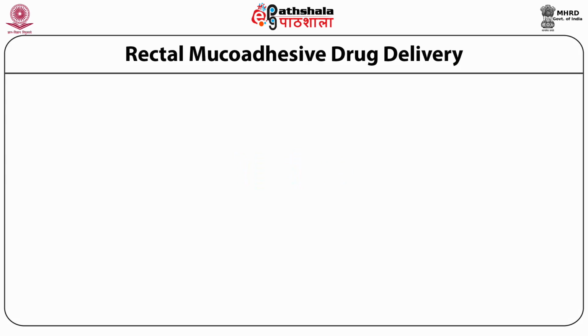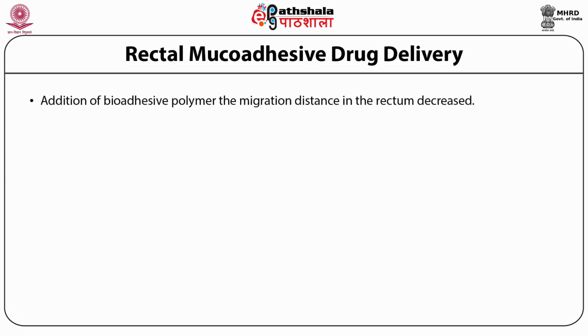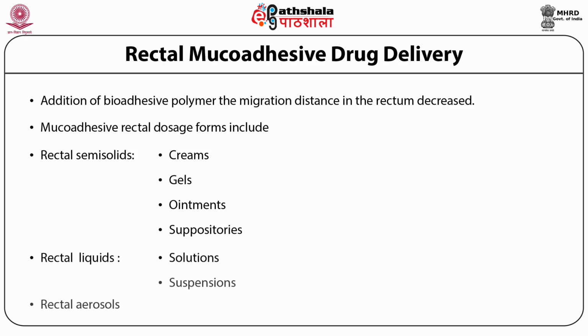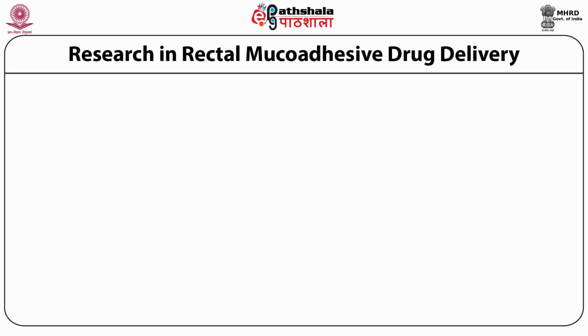Rectal mucoadhesive drug delivery systems. The addition of bioadhesive polymers to rectal dosage forms results in their proper retention. We have different types of mucoadhesive rectal dosage forms, which could be in the form of semi-solids, liquids or aerosols. The rectal semi-solid dosage forms primarily include creams, gels, ointments and suppositories, whereas the rectal liquids are exemplified by solutions and suspensions.